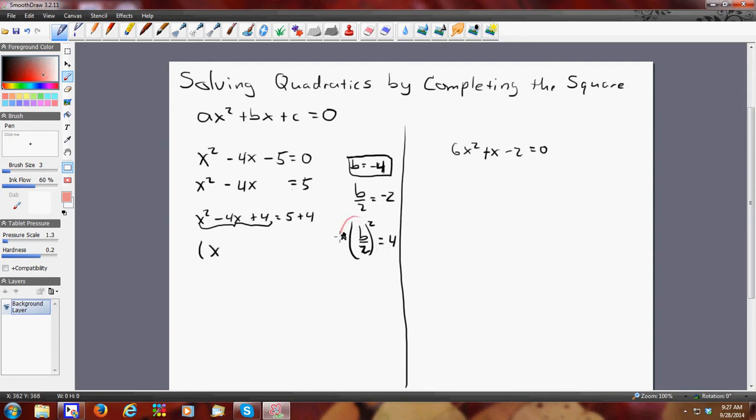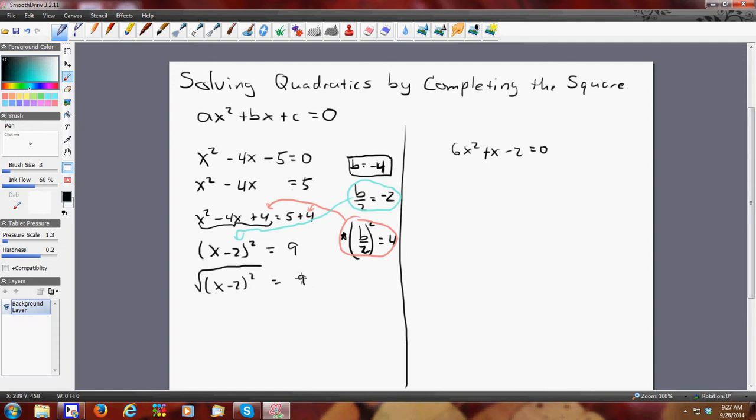This is here. And then once you do that, this goes here. So I'm left with x minus 2 quantity squared equals 9. I'm going to take the square root of both sides.